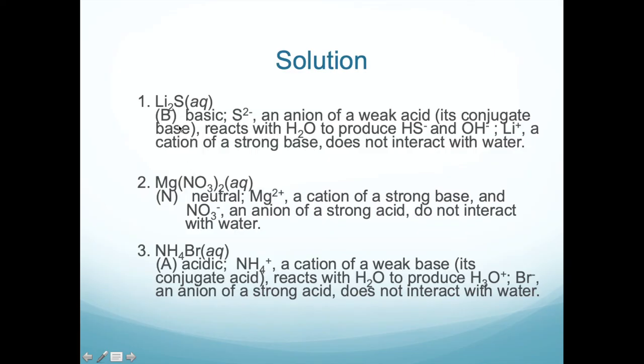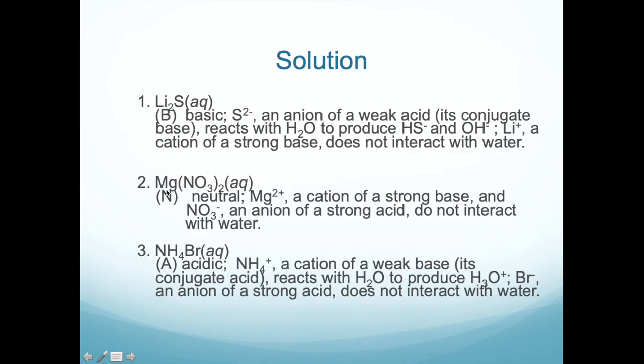For the other two, lithium is a group 1 metal, so we know that came from a strong base. The anion here is not sulfate, nitrate, chloride, or perchlorate, so you know that this is probably from a weak acid. Remember, strong base and weak acid gives us a basic salt.